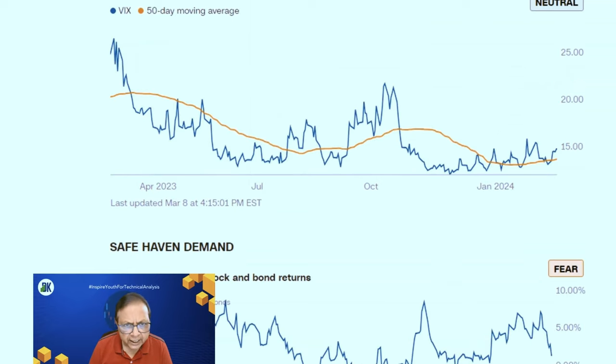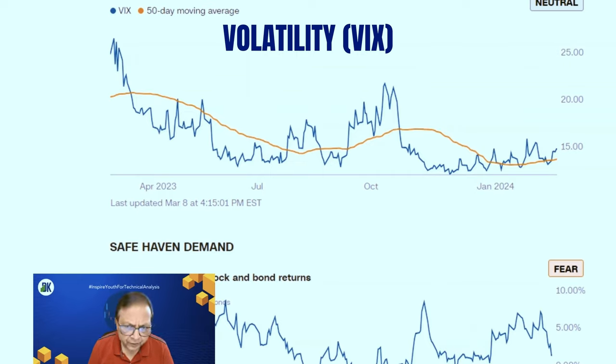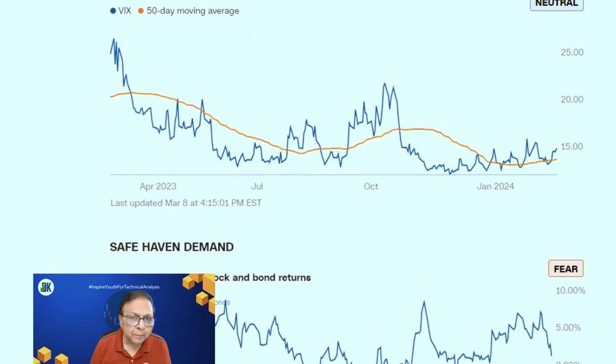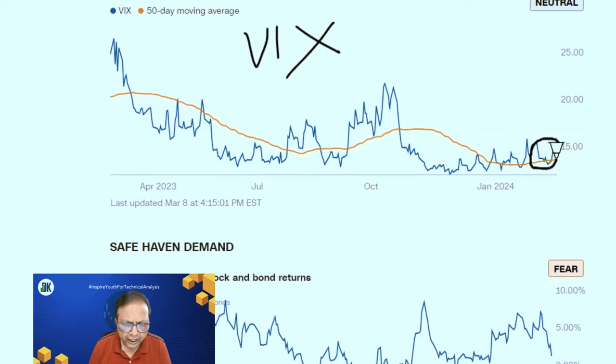Let us have a look at the market volatility. The most well-known measure of market sentiment is the volatility index. We call it VIX. If you look here and compare with the 50-day moving average, it is slightly above the 50-day moving average. In fact, it is oscillating in and around the 50-day moving average. So as per this indicator, the volatility is not very high in the US stock market. I'm talking about S&P 500. So this index indicates that probably it is in a neutral zone.